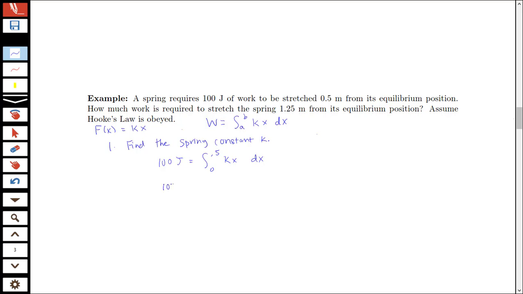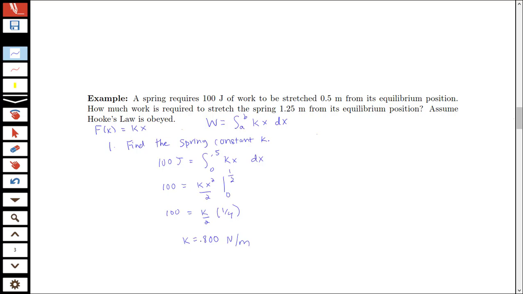So I see I'm going to have 100 equals kx squared over 2, evaluated from 0 to 0.5, or 0 to 1/2. So we have 100 equals k over 2 times 1/2 squared, or 1/4, minus 0 squared. So we see that k is going to be equal to 800. So you know that the units of this here would be newtons per meter, right? Since the force would be in units of newtons, and x would be in units, say, of meters here, then k is in units of newtons per meter.